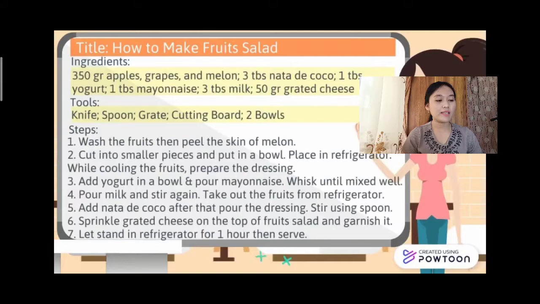And then the fifth is add nata de coco. After that, pour the dressing. Stir using spoon. And then the sixth is sprinkle grated cheese. Sprinkle it on the top of your fruit salads and then garnish it. And then the seventh is let it stand in refrigerator for 1 hour, then serve.